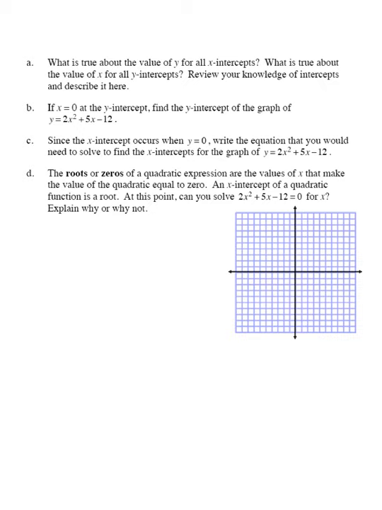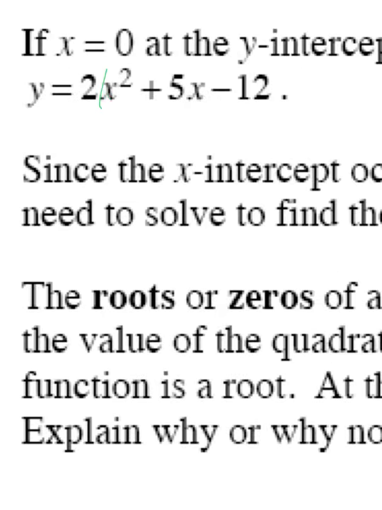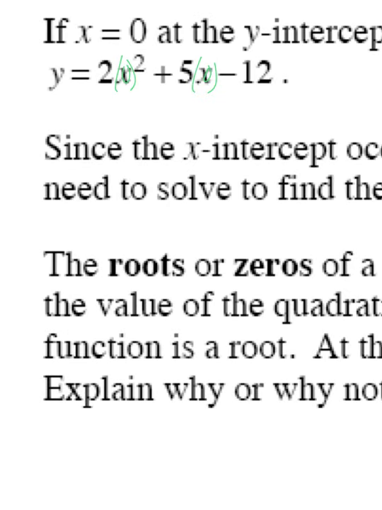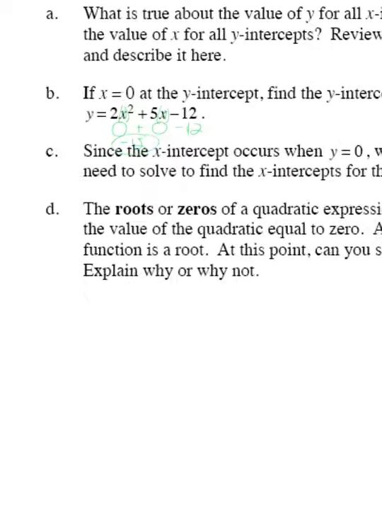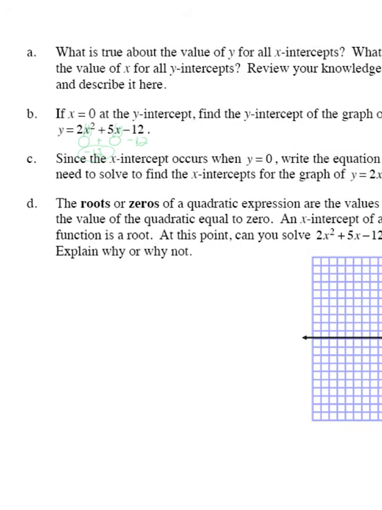Question B. If x equals 0 at the y-intercept, find the y-intercept of the graph y equals 2x squared plus 5x minus 12. So we know the x should be 0, so we can plug in 0 for the x's. 0 squared is 0 times 2, this is still 0. 5 times 0 is 0, and minus 12. 0 minus 12 would be negative 12. So the y-intercept is at negative 12, and we're going to write it as a coordinate on the graph: 0, negative 12.